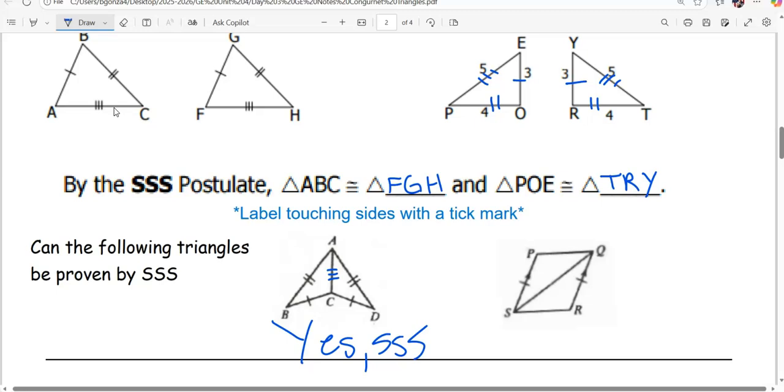Side, side, side. By the way, we might have a fun dance for this tomorrow. Y'all like dances? I heard yes.